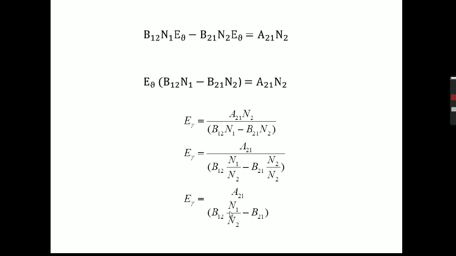Now again take B21 outside, so this becomes B12 by B21, N1 by N2 minus 1. If I take B21 outside, 1 will remain, but since we don't have B21 in the other term, we have to write B12 by B21 if you take B21 common. That is shown in this equation. B21 is written outside, therefore B12 by B21 appears. Now you have a ratio N1 to N2, the number of atoms in the ground state to the number of atoms in the excited state in unit volume.